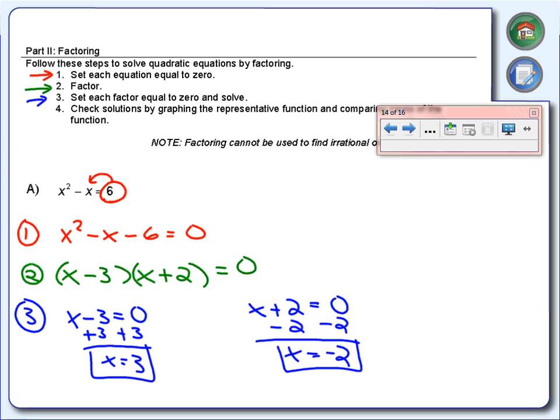Is there a way I can check this and make sure I've got the right answers here? What's that? Plug them in. We can plug them in. Is there another way? Graph it, and what would we be looking for in the graph? X-intercepts of 3 and negative 2. Let's just be on the safe side. Let's go ahead and check it real quick, guys. Let's put in x squared minus x minus 6. Put that in your calculator for me.